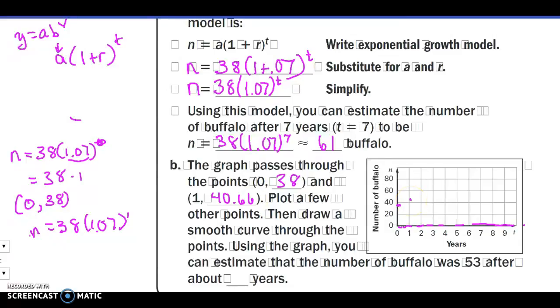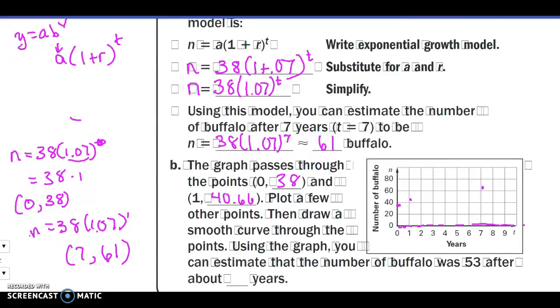Well, that doesn't give me a whole lot of information. I might like to get one more point, but I actually already have one. Because up here we found that when t is 7, the number of buffaloes was 61. So I can mark that one. At 7 years, I've got 61 buffaloes. So that gives me a little bit better idea of this graph.